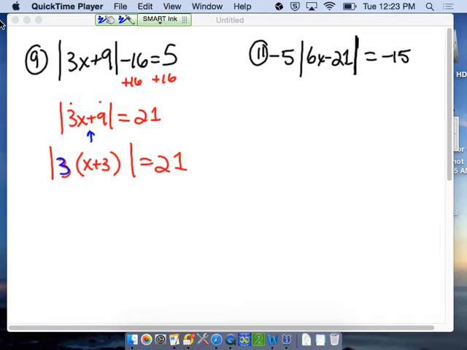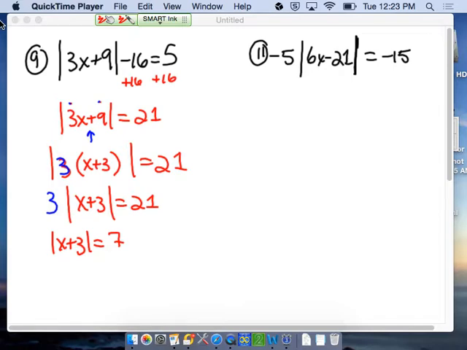And then what I can do in a problem like this, when I have shared factors inside the absolute value bars, is take the blue 3 and move it outside of the absolute value bars, leaving x plus 3 on the inside. And then I would divide both sides by the blue 3, and I would have this problem.